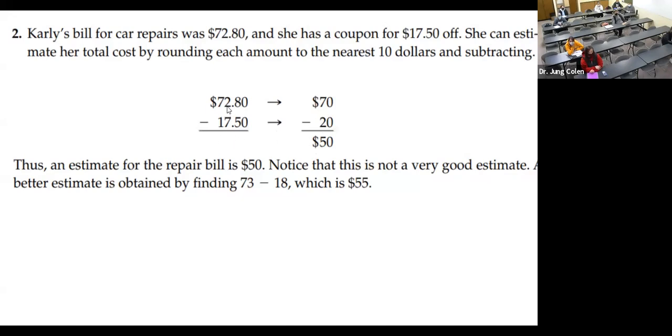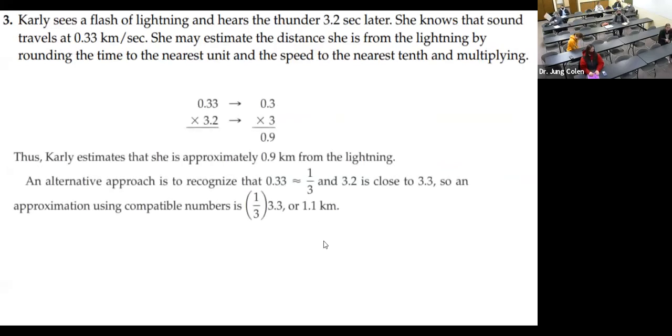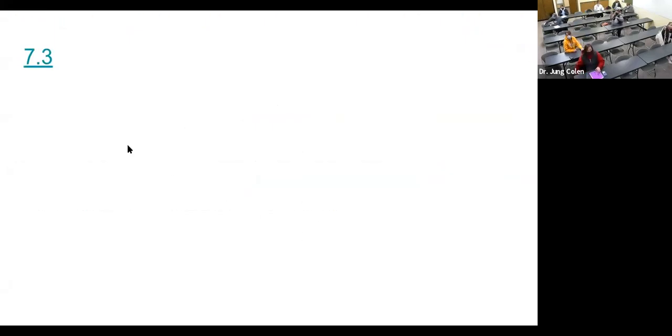So instead, you can round this to the nearest ones instead of tens. So you can say this is about 73 and this is about 18 and take away 18 from 73, which is much, much closer to the actual amount that we are looking for. Okay? So that's it. This is a similar one, so I will skip that.